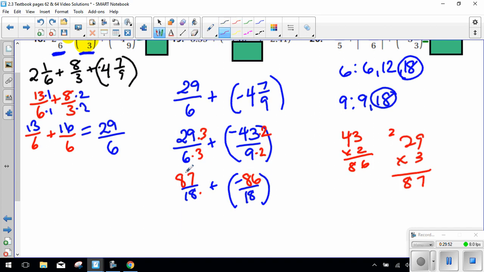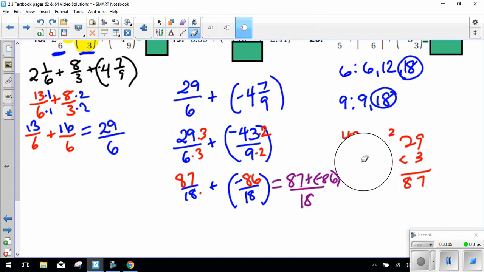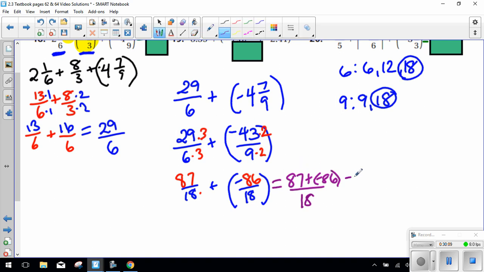And I take a look at my problem now. I have common denominators of 18. I have 87 plus negative 86. Since my signs are different, I can subtract these. 87 minus 86 gives me 1 over 18. It's positive 1 because 87 gives me a higher absolute value than 86. So it took a little work, but we got there.